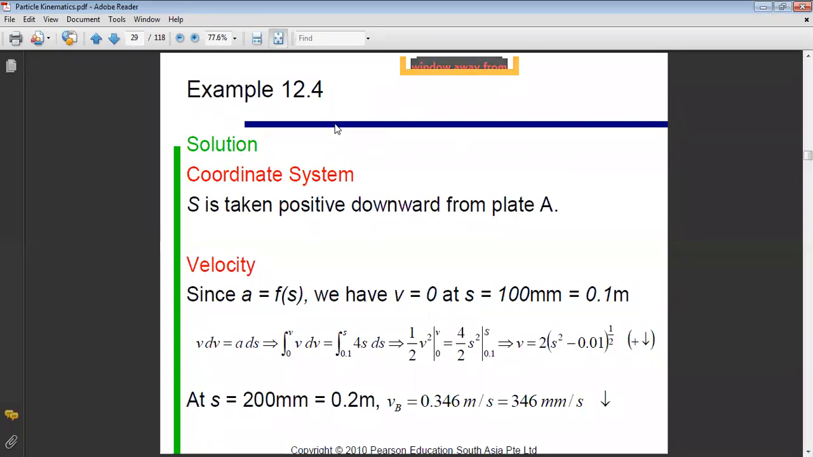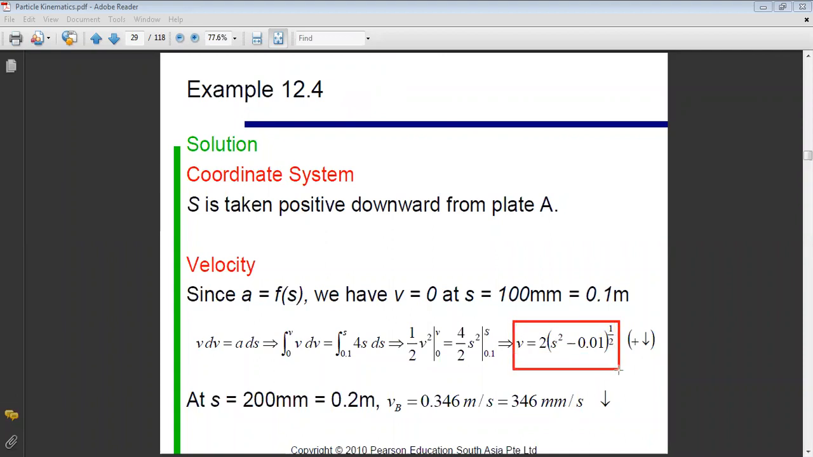Then we replaced S equal to 0.2 meter, which corresponds to the position of B, to find what the velocity will be when we reach point B. Now, they also asked for the time needed to reach this position. This is why it is a good idea to find the general form and then replace. Sometimes you will need the relation later, because to find the time you need to find v as a function of s, then say that v is ds by dt.